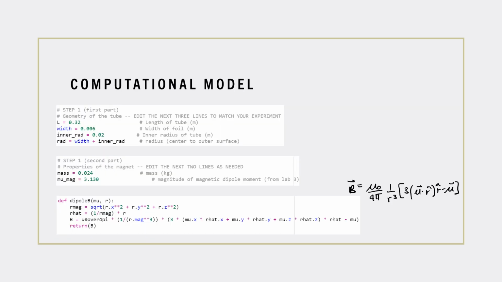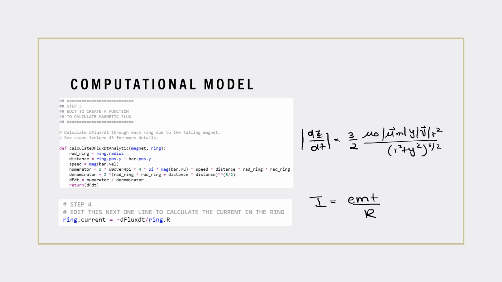Going over the computational model, the first step that we did was to change the values for the length, the width, and the inner radius of our tube. Then we also included the mass and the magnetic dipole, just as we did in the analytical part of the experiment. And we created a function that will calculate the magnetic field, using the relevant formula that you see on the right. As a third step, we wrote a function to calculate the magnetic flux, and we know that the magnitude of the change in magnetic flux over time will equal the magnitude of our electromotive force, which was then used in step 4 to calculate our current.